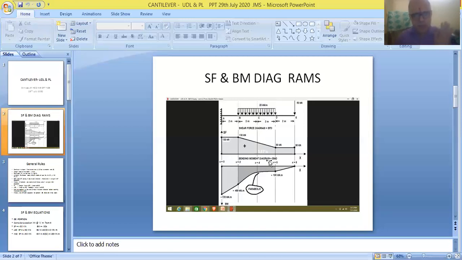So friends, the baseline is very, very essential for constructing the SF and BM diagrams. Positive values are to be plotted above the baseline and negative values below the baseline. So friends, these are the general rules to be followed while constructing shear force and bending moment diagrams.